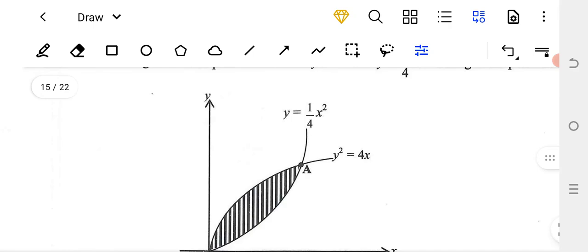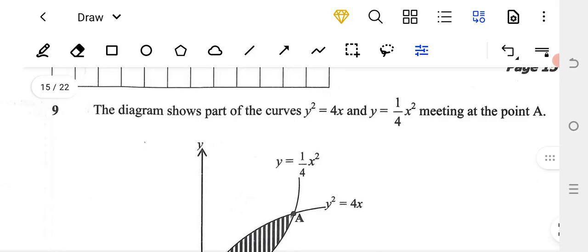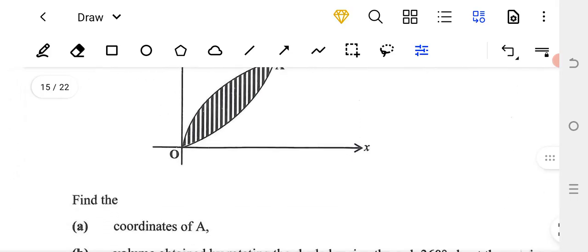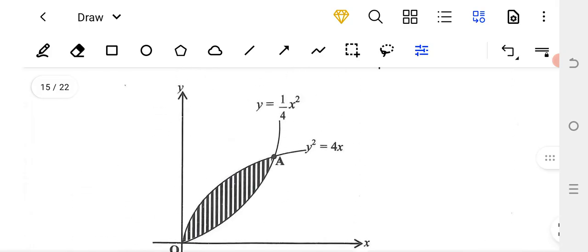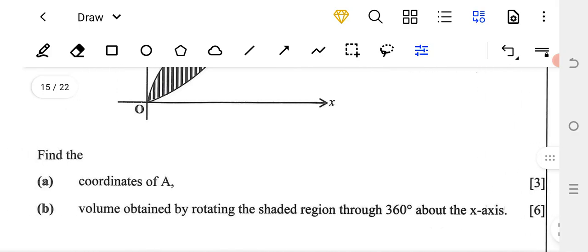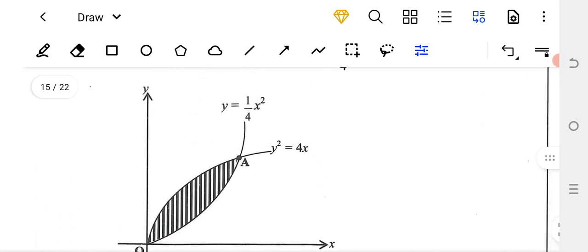Now we're going to the questions. I call these the questions because these are the questions that people fail. The diagram below shows part of the curves y squared is equal to 4x and y is equal to 1 over 4x squared meeting at the point A. This is question 9. One has to find the coordinates of A, that is question A, carrying 3 marks, then the volume obtained by rotating the shaded region through 360 degrees about the x-axis, carrying 6 marks. In total, this question carries 9 marks.